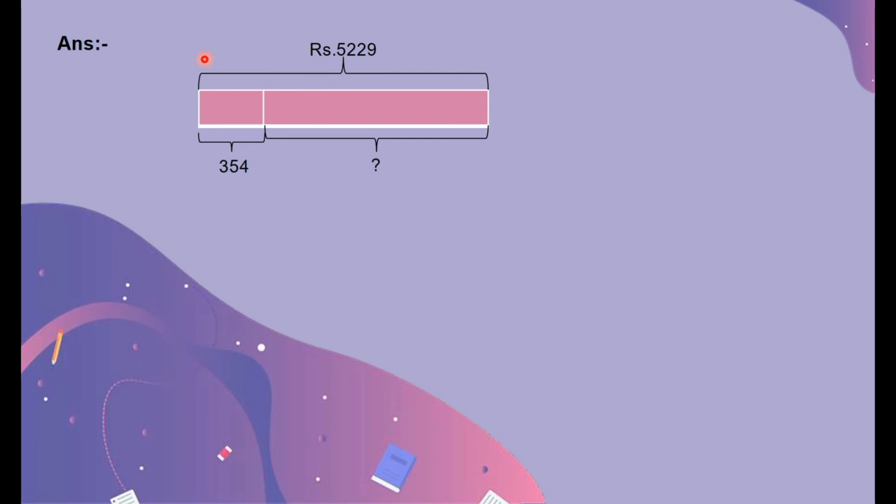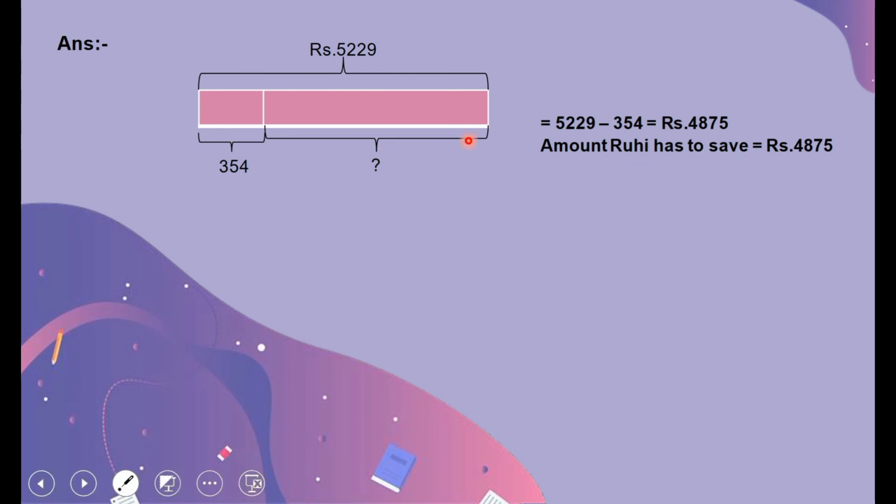So the smaller one, you can see the unit is smaller, is 354, and this one is the bigger one. So you need to find out how many rupees she needs to save. So next, for finding this, she needs to subtract 5,229 minus 354. So you will get rupees 4,875.